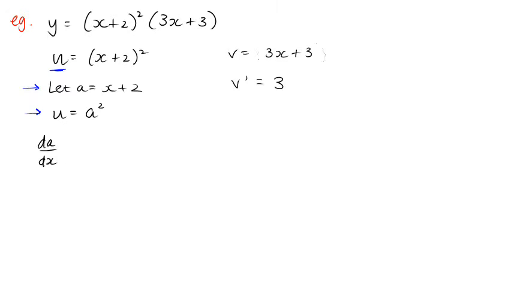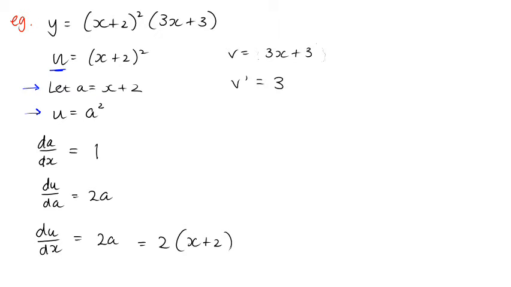So now we're finding the derivative of the first one and the second one. So dA dx. What's dA dx? 1. Yep. And this one is du dA. Yep, 2a. So then du dx equals 2a times 1, which is 2a. And a, of course, is x plus 2. Right, so that is the derivative of u.